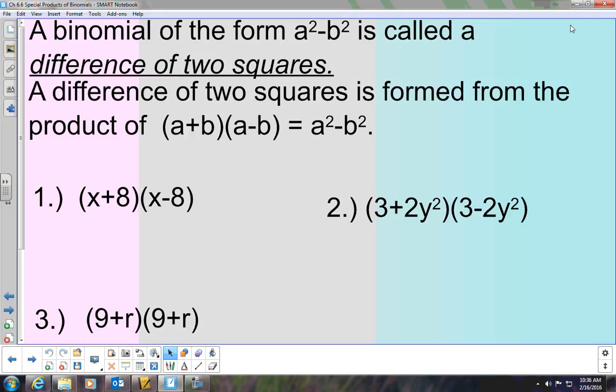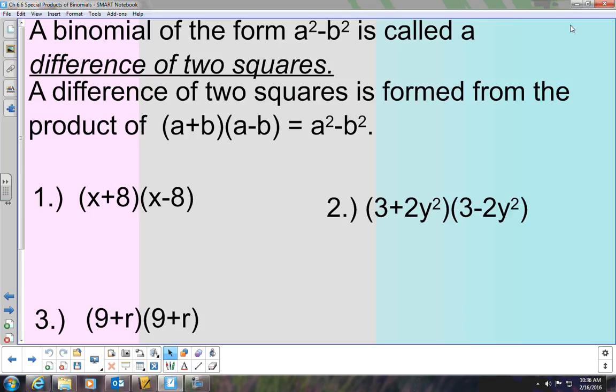So let's look at this definition here, the part that says a difference of two squares is formed from the product of multiplying a plus b times a minus b, and that gives us the difference of the two squares. What do I mean by squares, by the way? What is a perfect square?